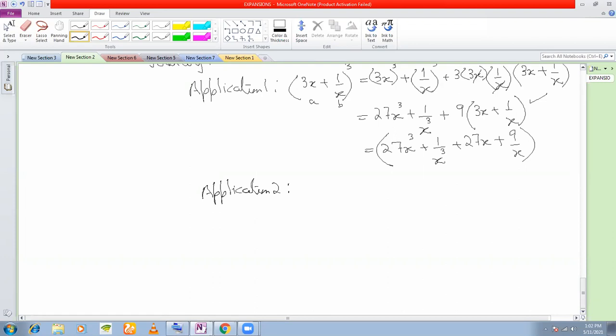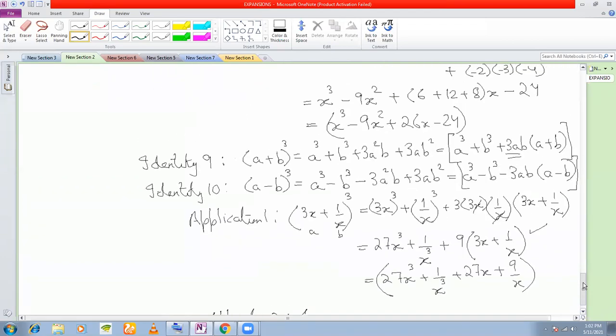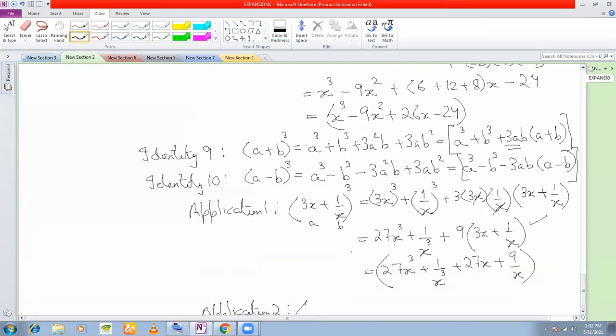Sir, can you show identity 10? Tell me, identity 10. Sir, can you show identity 10? I will take a screenshot, sir. Identity 10. I was copying, sir. Okay, sir. Thank you, sir.